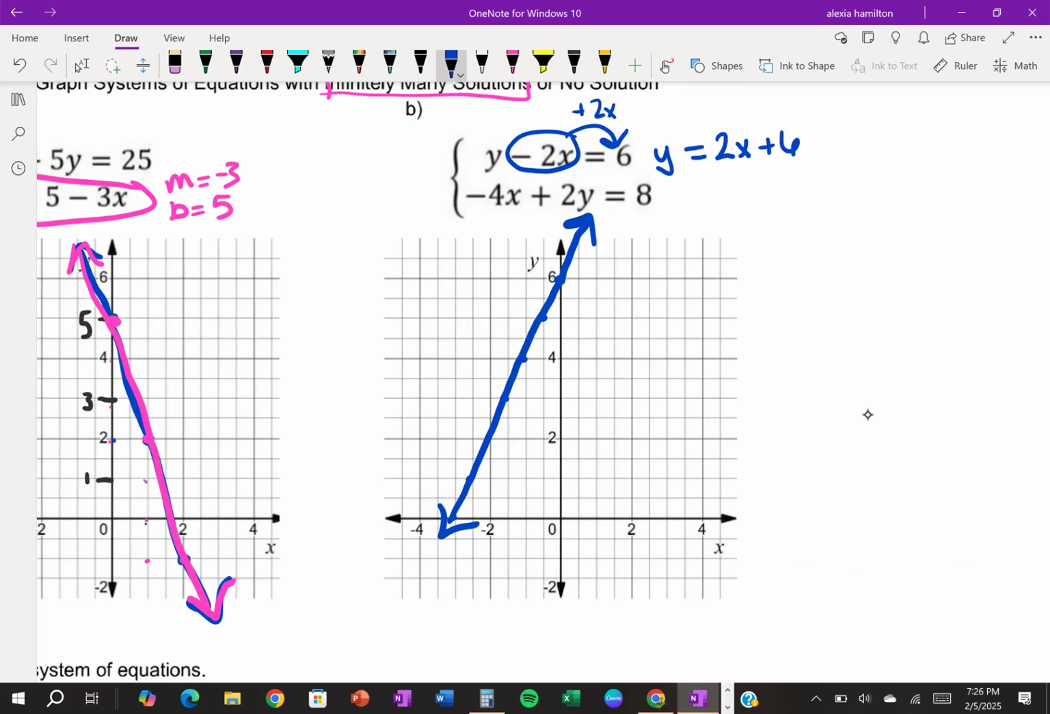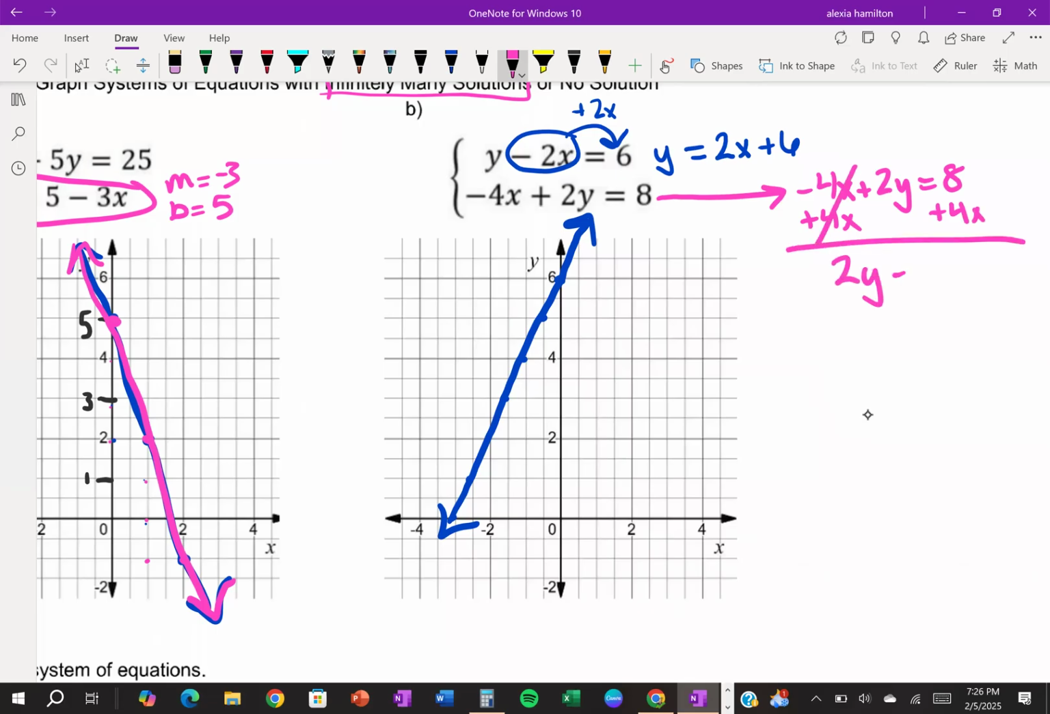All right, bottom equation, 4x plus 2y equal to 8. I'm going to add 4x to both sides. Gives me 2y is equal to 4x plus 8. And then divide everything by 2. All those numbers get divided by 2. y is equal to 2x plus 4.